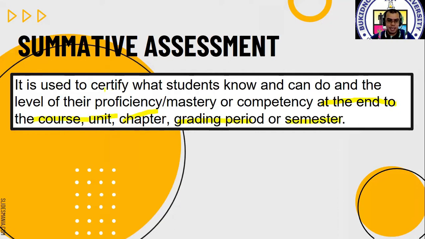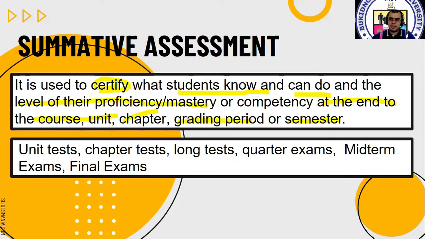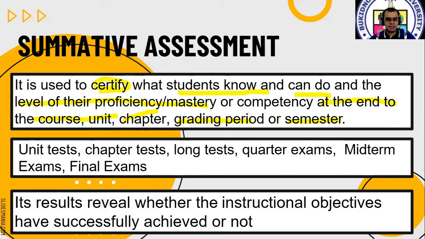And we will certify what students know and can do and the level of their proficiency or mastery. Are they advanced? Are they proficient? Are they developing? Are they in beginning stage? So examples for this may include a unit test, a chapter test, a long test, quarter exams, midterm exams, and final exams. And its results reveal whether the instructional objectives have successfully been achieved or not.